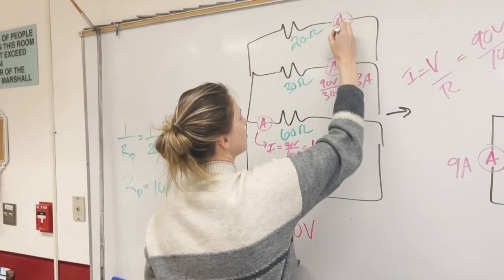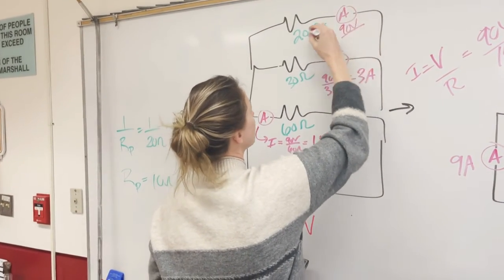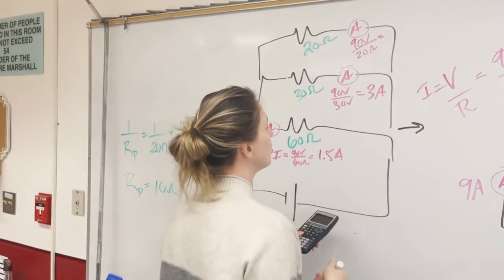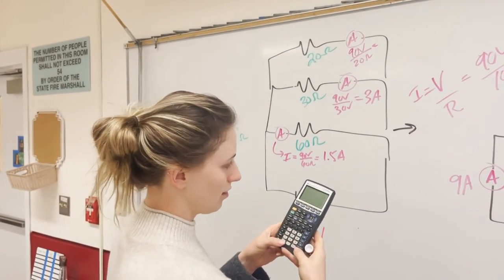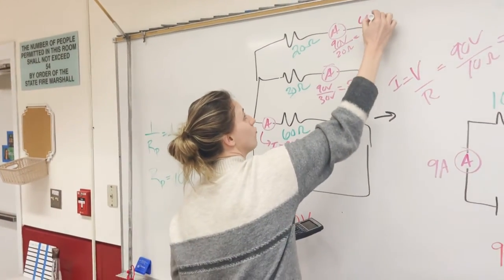Okay, so let's do some math. So 90 volts divided by 20 ohms. 9 divided by 20, that should be what we said, 4.5. Boom, boom. Okay, 4.5 amps.